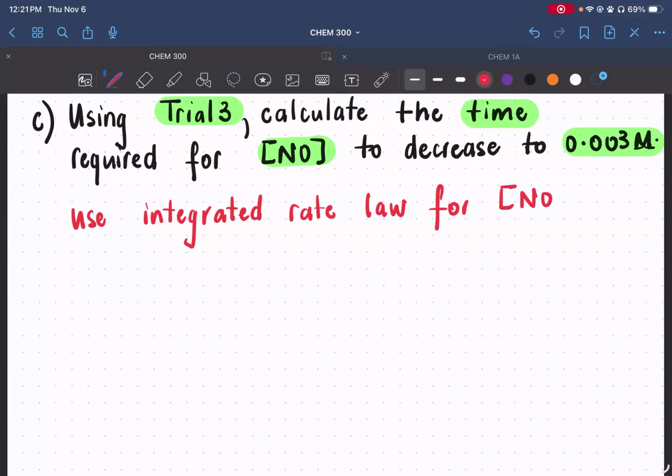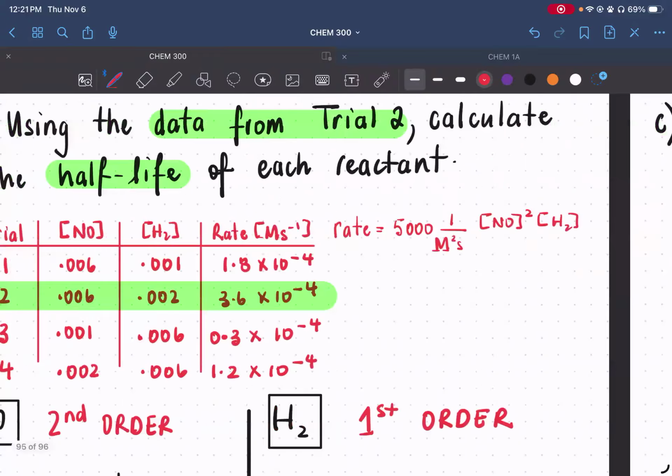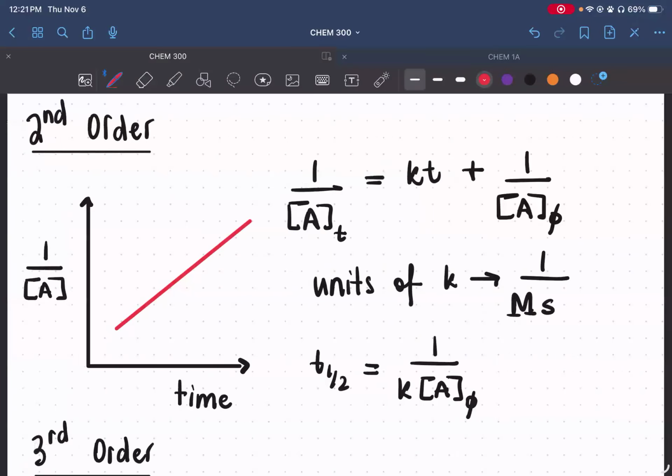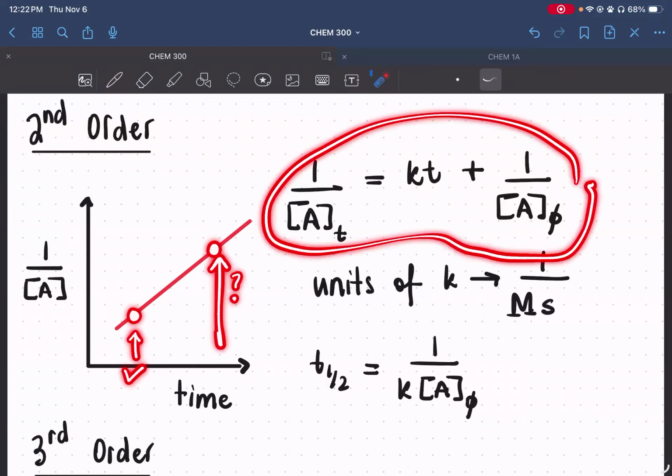For NO, which, of course, we've already established to be second order. Going back to a second order, what does a second order equation look like? Well, it's right here. Remember, all we're really doing is applying that graphical analysis to it. We're trying to say, if we know what the concentration is at this point, can we calculate the concentration or the time taken to get to that other point? Well, we just use the equation of the line.